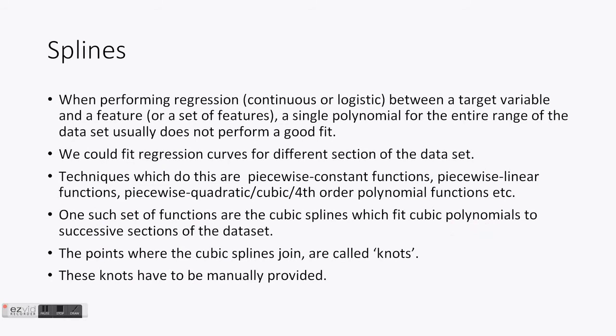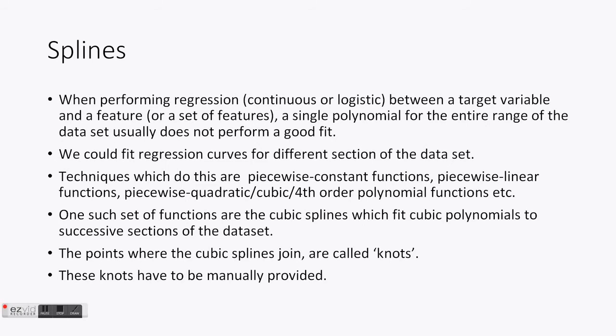Now let us come to another non-parametric method of regression, which is splines. It's also a powerful method, and it can be used both for continuous regression or logistic regression. The way splines work is that sometimes we may have data where it is not possible to create a simple equation that will satisfy the entire section of the data. So what we do in splines is divide the data into sections, and we fit a separate regression for each of these sections, either piecewise constant functions, or piecewise linear functions, or maybe a piecewise quadratic, cubic, or fourth order polynomial. So you fit regression curves for different sections of the data.